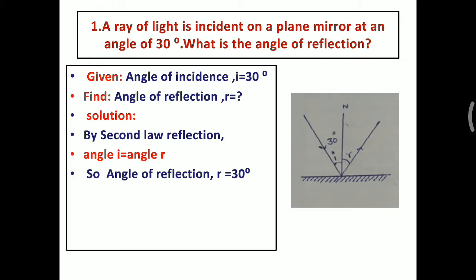Listen to the solution. Given angle of incidence I equals 30 degrees. We have to find the angle of reflection R. In the solution, by the second law of reflection, we know that angle I equals angle R. Here the angle I is 30 degrees. So the angle R is also 30 degrees. So the answer is angle of reflection R equals 30 degrees.